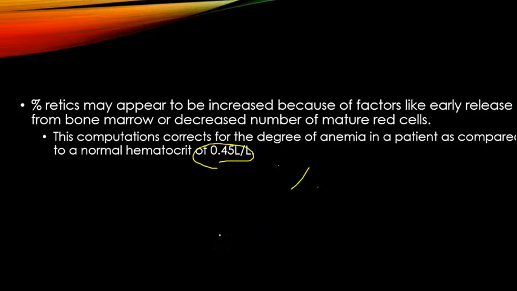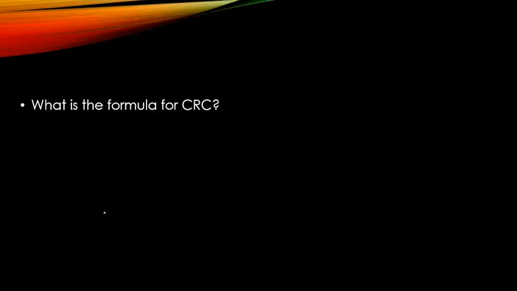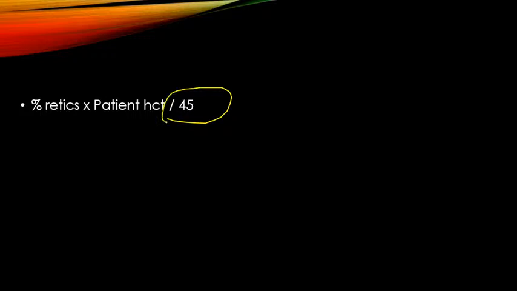Okay? Now, let's assume that you already understood the importance of ARC and CRC. Now we need you guys to compute for the percent reticulocyte index or the reticulocyte count, or you need to compute for corrected reticulocyte count. You need this formula: percent reticulocyte count of the patient multiplied by patient hematocrit divided by 45.